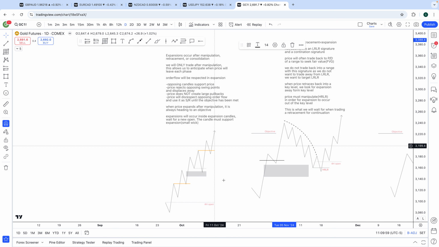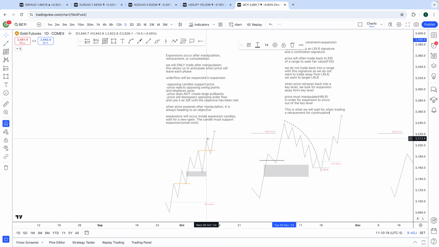We don't make deep retracements. I'm going to cover that in a minute. Our opposing candles support price, right? This is order flow. Price rejects the opposing swing points. So with opposing swing points, as in a bullish order flow, we reject lows and displace through highs. Price does not create large pullbacks.